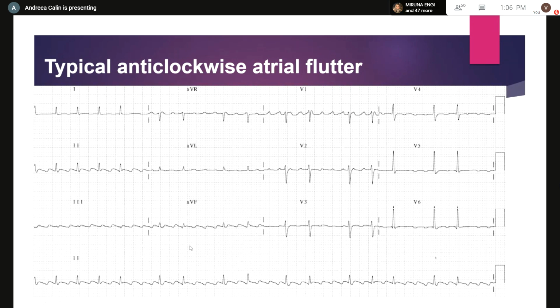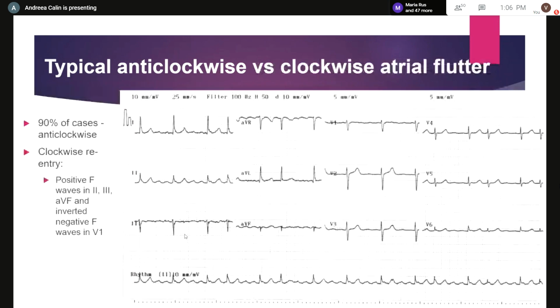And this is another example of an ECG with a typical anti-clockwise atrial flutter. And also in this case here.